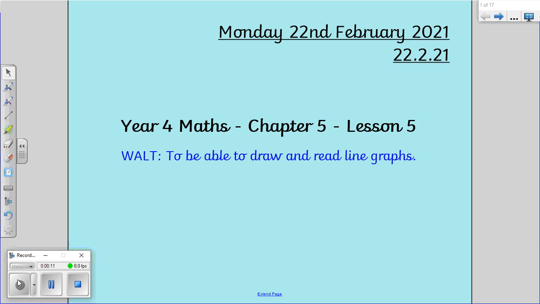Today we are doing lesson 5 in chapter 5 and we're continuing to look at graphs. Today you are going to draw and read line graphs. So we started looking at this before half term. So try and think back to all those things you learned about line graphs that can help you with today's lesson. To get started, I would first like you to do a give me 5.